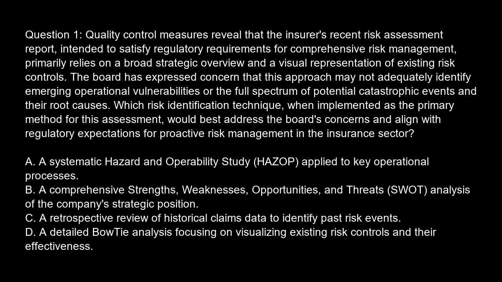Option A. A systematic hazard and operability study, HAZOP, applied to key operational processes. Option B. A comprehensive strengths, weaknesses, opportunities, and threats, SWOT, analysis of the company's strategic position. Option C. A retrospective review of historical claims data to identify past risk events. Option D. A detailed bow tie analysis focusing on visualizing existing risk controls and their effectiveness.